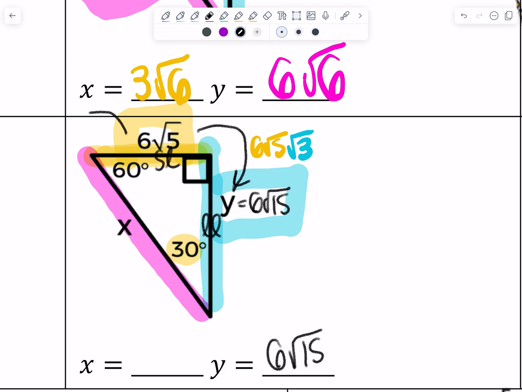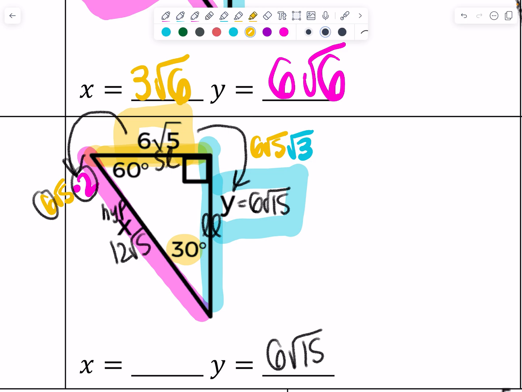How do I go from my short leg to my hypotenuse? Here's my hypotenuse, HYP. I'm going to double the yellow piece. So I'm going to take my current yellow. My current yellow is 6 root 5. I'm going to take 6 root 5, and I'm going to multiply that by 2 wholes. So what is 6 times 2? That gives me 12 root 5. 12 root 5 is what remains for my hypotenuse. So x is 12 root 5.